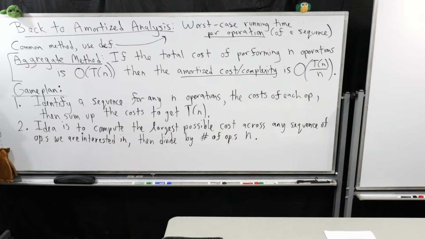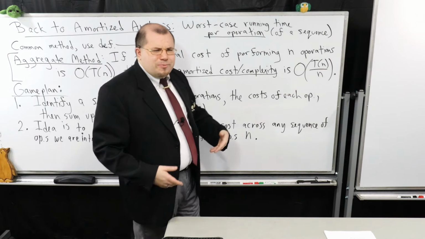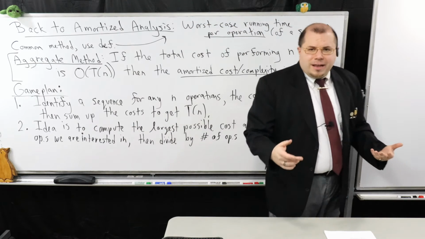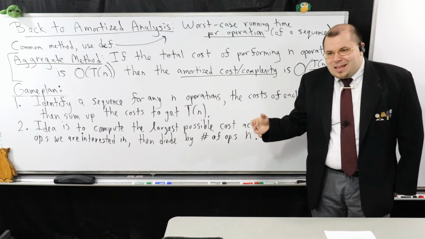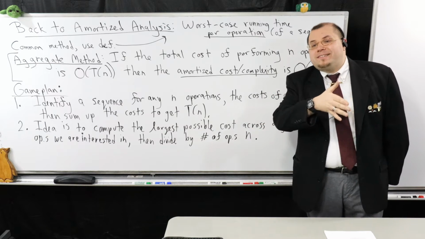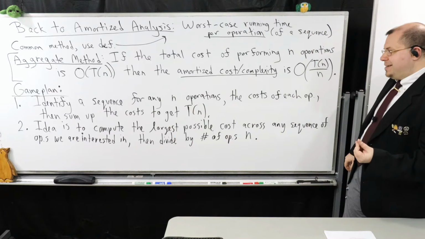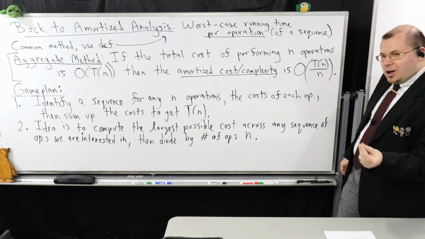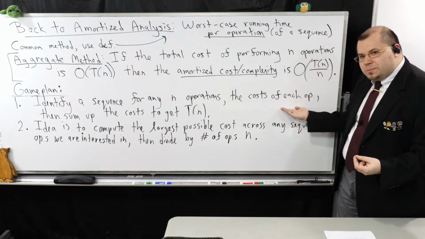Okay, if there aren't any questions, I want to give us a breakdown, or game plan, for what we're going to do here. When we did worst case analysis, we identified a worst case scenario. Now, what I would like to do is something like this, but with a sequence of operations. So I want to identify a sequence of n operations and what the cost of doing each one of these operations would be.